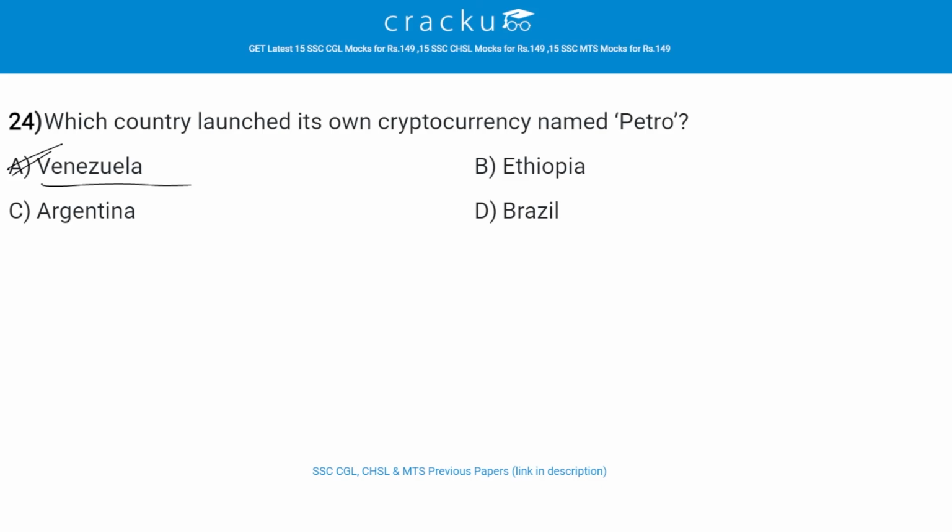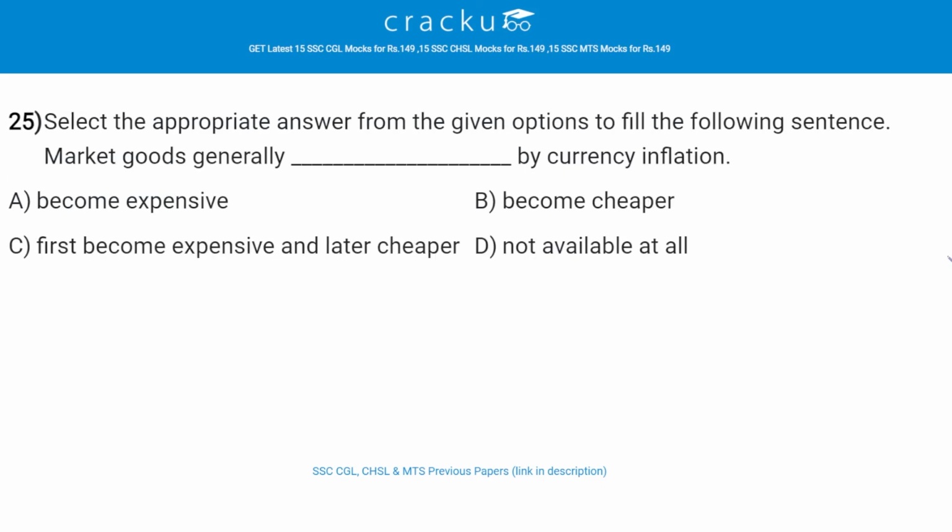Select the appropriate answer from the given options to fill the following sentence: market goods generally dash by currency inflation. The correct answer is D, that is not available at all. So market goods are generally not available at all due to currency inflation.